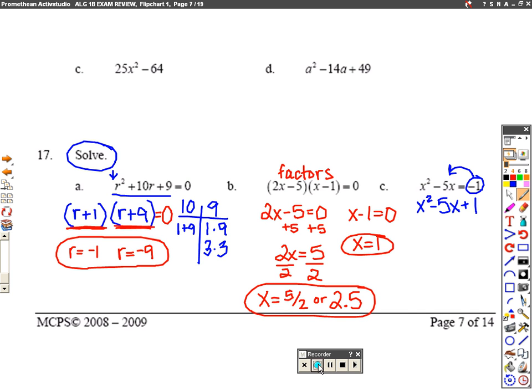So I'm going through all the factor pairs of 1, and I'm not coming up with anything that's going to add to be a 5. So I have 2 choices. I can do this on my calculator, or I can do the quadratic formula. I think I'm going to do it on my calculator.